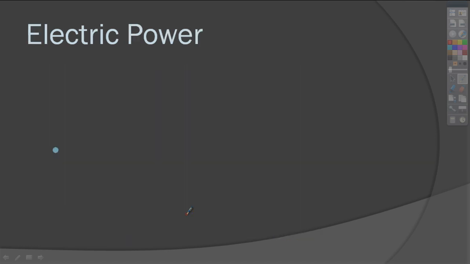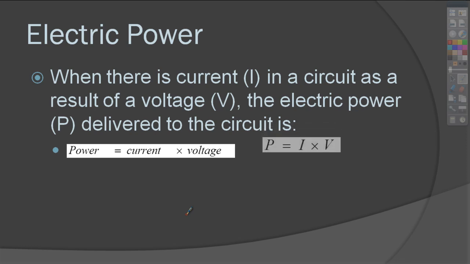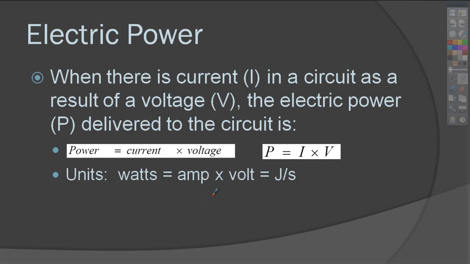When we're talking about electricity, we can also talk about power. When there is current I in a circuit and as a result of a voltage, the electric power delivered to the circuit is given by this equation. Power equals current times voltage, or P equals I times V. The units are watts, named after another dude named James Watt. And it's an amp times a volt. Or we also give this as a joule over seconds.